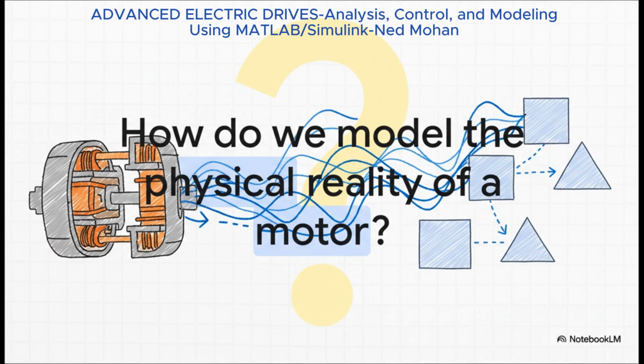This is the fundamental challenge we're tackling. We have this physical thing, a chunk of steel and copper windings that spins. How on earth do we translate that physical reality into a set of equations, a mathematical model that lets us predict its behavior and, more importantly, control it with precision?